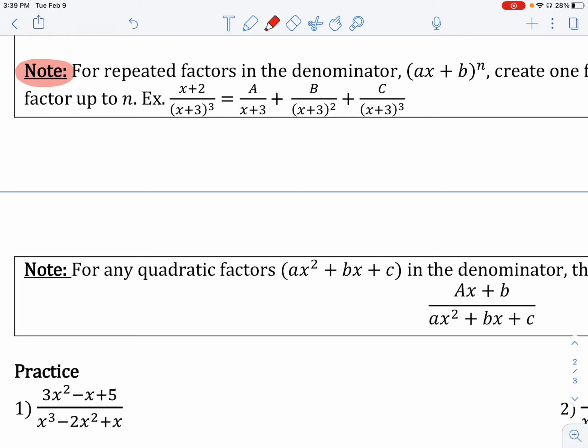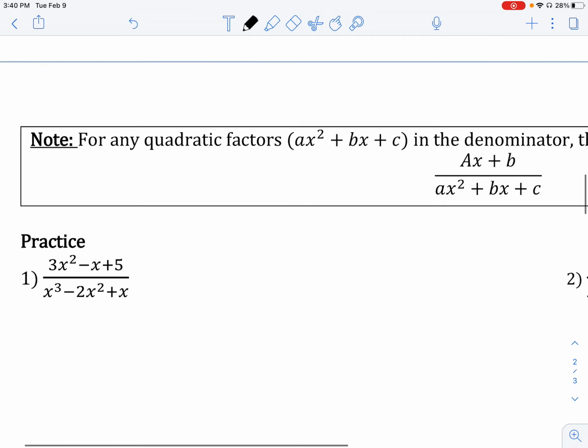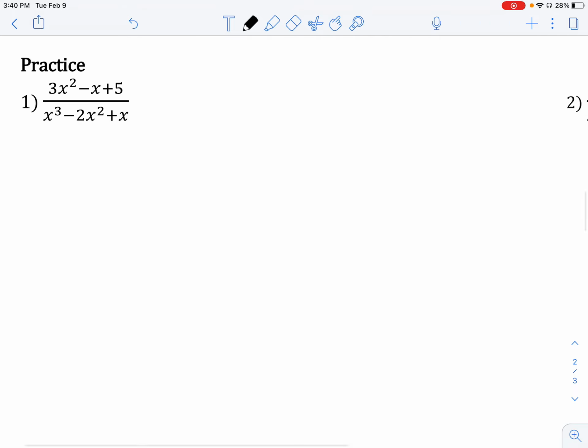We don't want to just write x plus 3 plus another just x plus 3. We have to make sure that we have a subsequent power for each of those so that when we add up all three of our fractions back together, we get the original fraction as it was. So let's go ahead and model something like that. Let's take a look at this first problem.